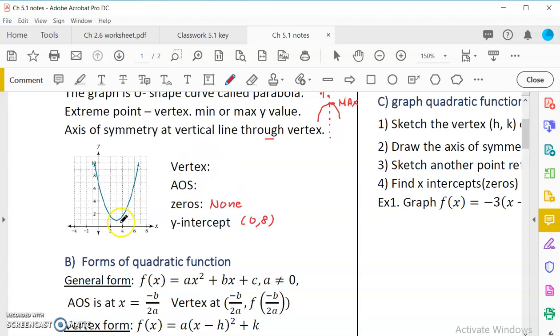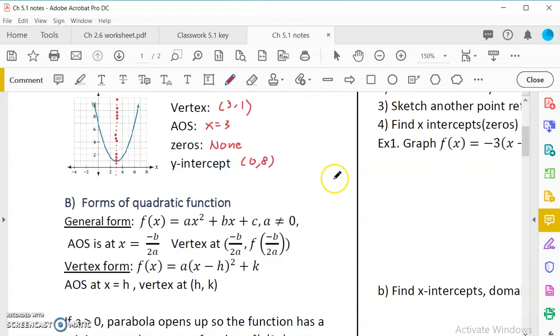And what is the vertex for that? You can read off the vertex as (3, 1). And you know that the axis of symmetry passes through the vertex. So the vertical line is x equals 3 here. x equals 3 directly goes through the vertex.